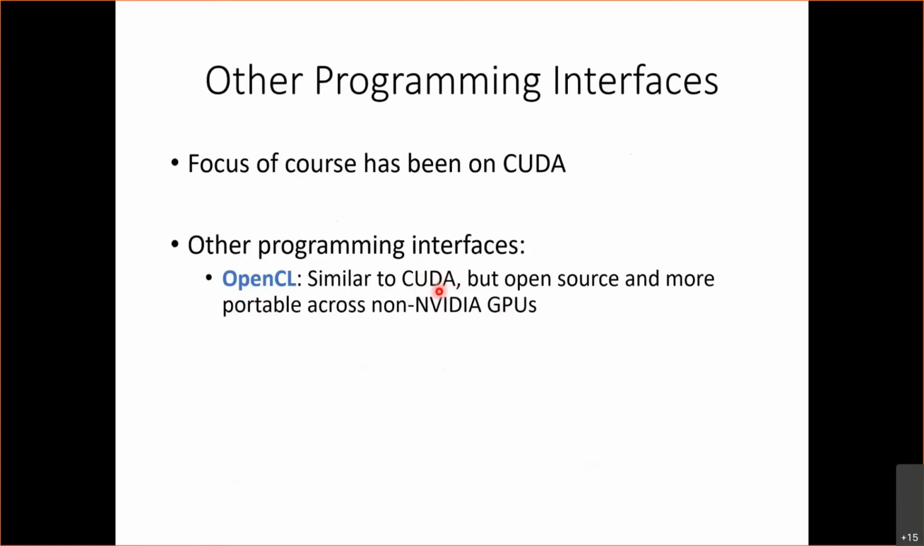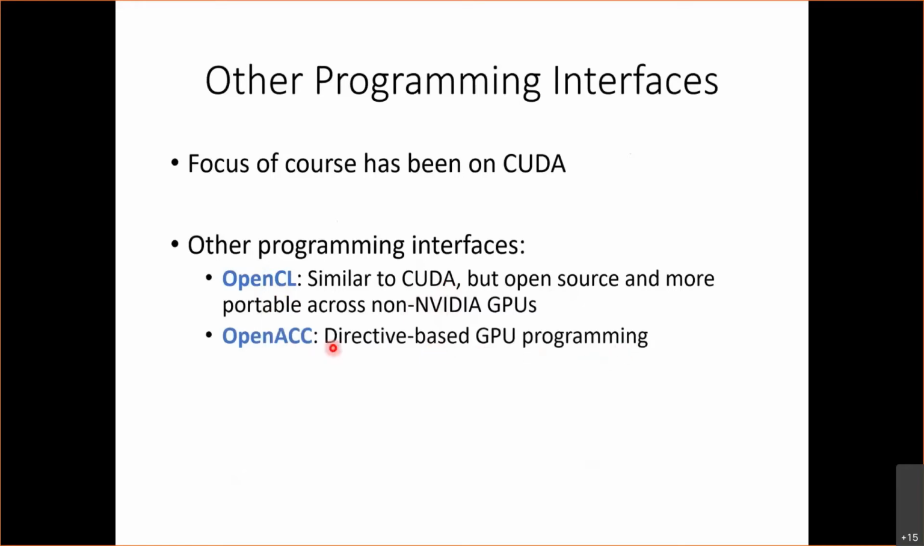But if you want your code to be portable across different kinds of GPUs, and also across GPUs and other hardware like FPGAs and CPUs, then OpenCL is a popular programming interface to use. Okay. Another interface is OpenACC, and OpenACC is a directive-based GPU programming interface.